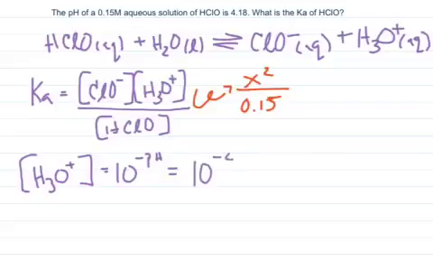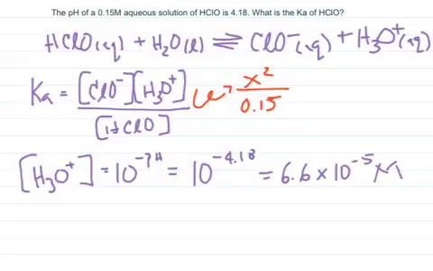So it gives me 4.18, and because remember it's 2 sig figs after the decimal, I'm going to have 2 sig figs for my molarity, and I get 6.6 times 10 to the minus 5th molarity. So that's going to represent my hydronium as well as my base. So now I'm just going to plug in those numbers.